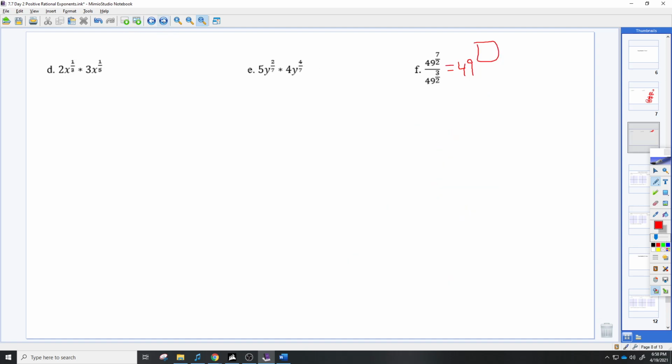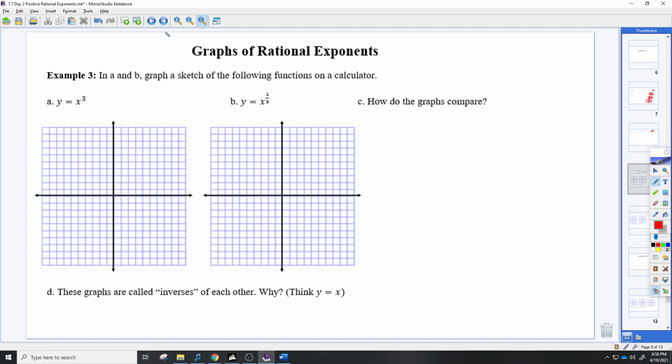Okay, so that's doing one of the huddles. You guys can finish the rest of those. Let's talk about graphing rational exponents. So we're going to do a basic sketch of the following functions on a calculator. So you can put them into the calculator. I'm going to put them on Desmos so you can see what it looks like.